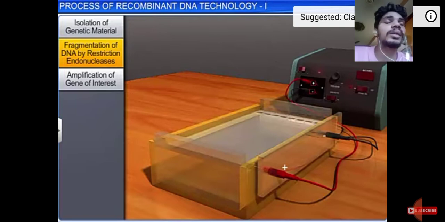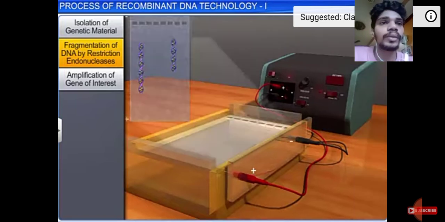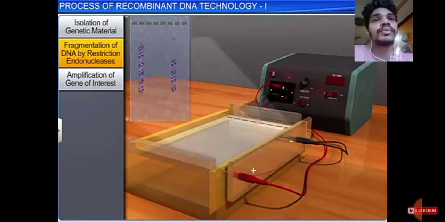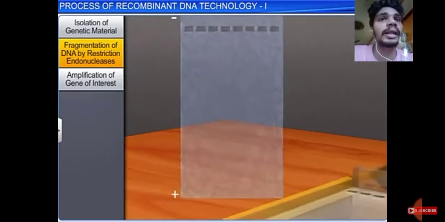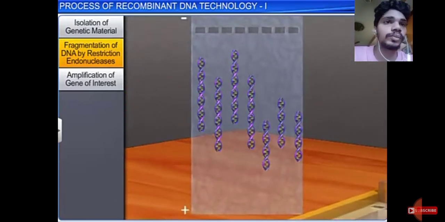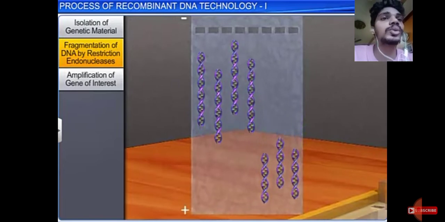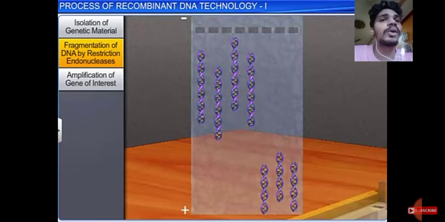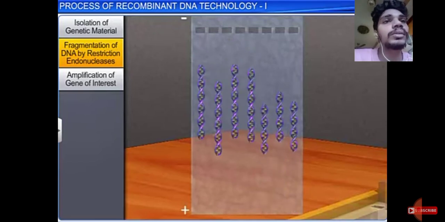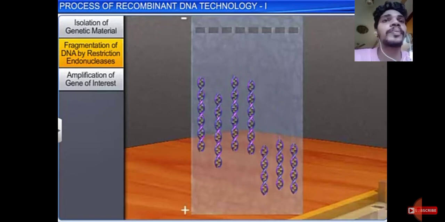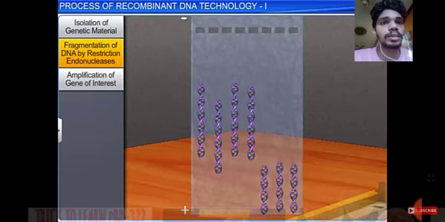The larger fragments remain behind, and those which are shorter move further. You can see they are moving further than the large molecules. Those which are large are kept behind, and those which are short in length move forward fast towards the positive pole. So we can now separate out the large fragment and the small fragment by the electrophoresis process.